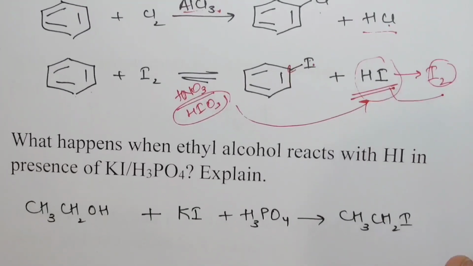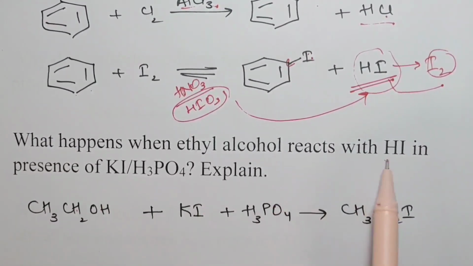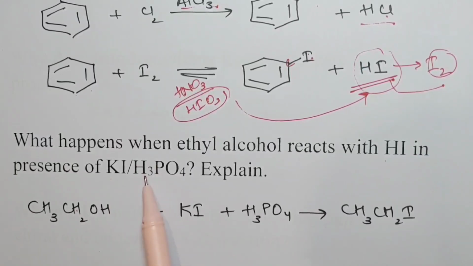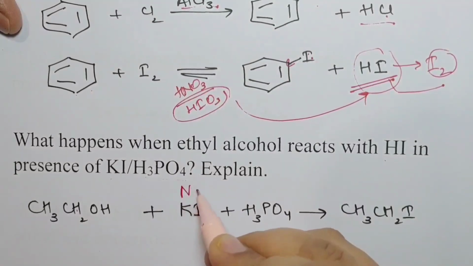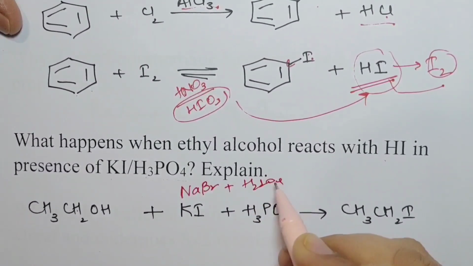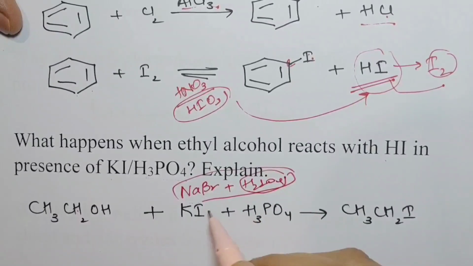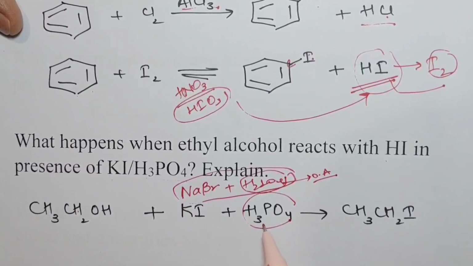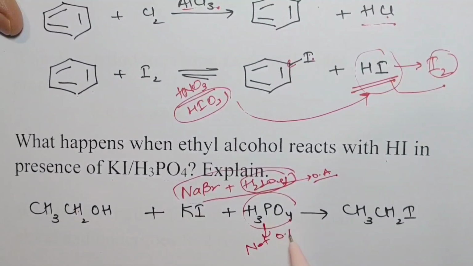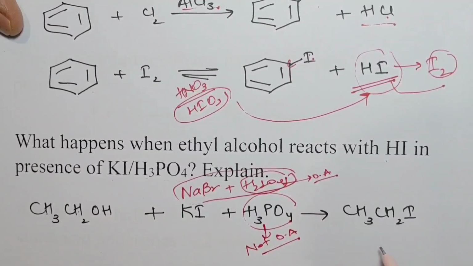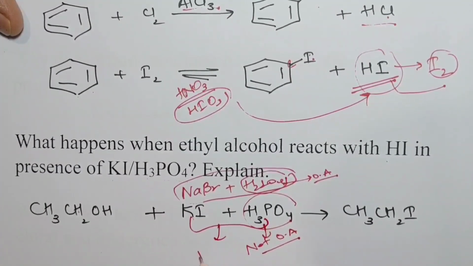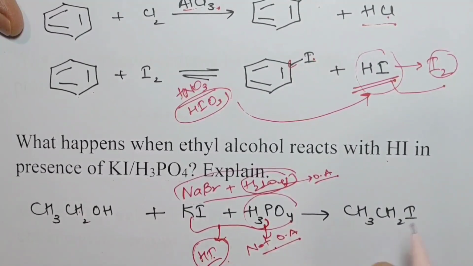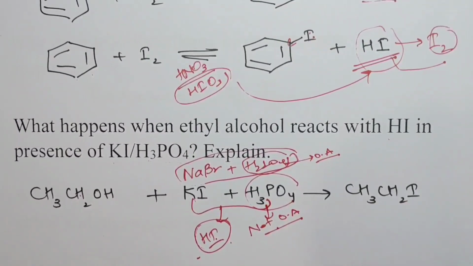Moving on, what happens when ethyl alcohol reacts with HI in presence of KI and H3PO4? So what happens is normally it's the same reaction as when we discussed NaBr plus H2SO4, right? But we cannot use H2SO4 for iodine because it's an oxidizing agent. So what do we use? We use orthophosphoric acid. Now, in presence of orthophosphoric acid, which is not an oxidizing agent, it will not oxidize the HI that forms here. Therefore, HI would be available for nucleophilic substitution. Therefore, your product would be formed, okay?